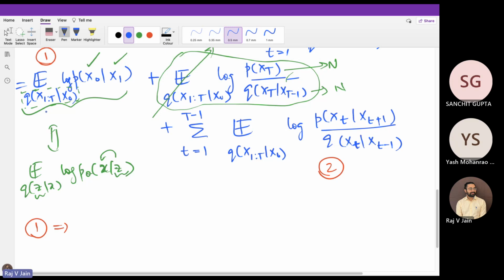What you have to do is say that q of x1 to T given x0 can be decomposed as a product of many terms. We only take those particular terms which involve x0 and x1, because the remaining will just get integrated out. All of those become distributions, and integration over those distributions will just become one. That's one way of going about it.